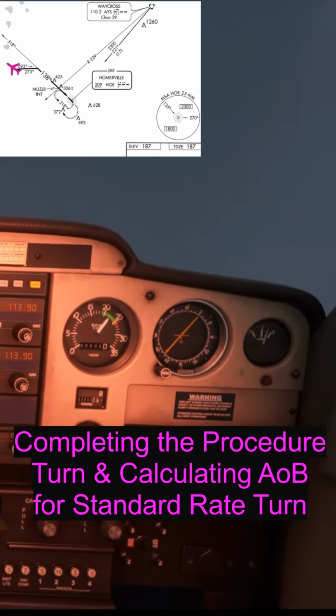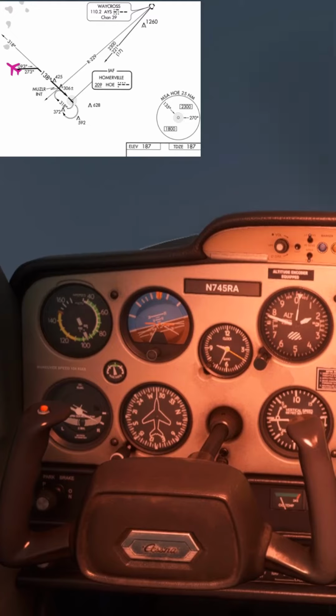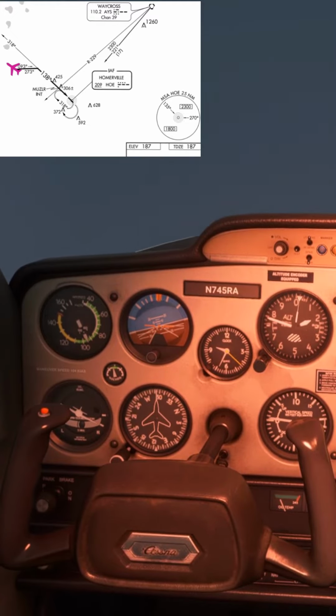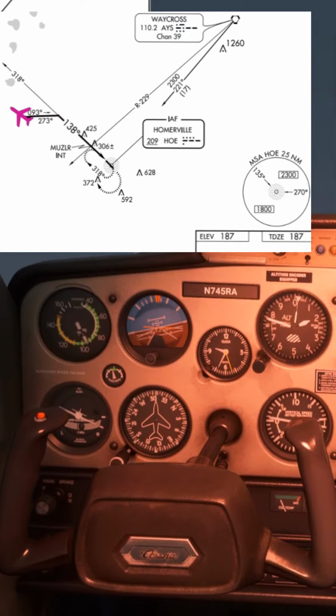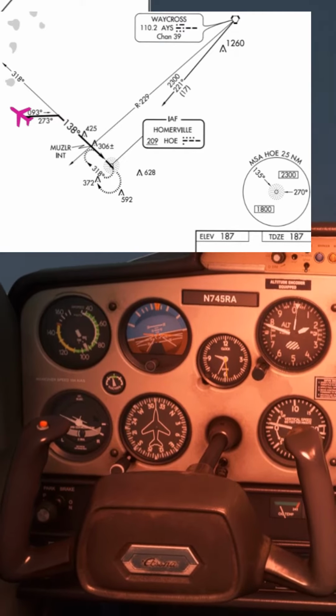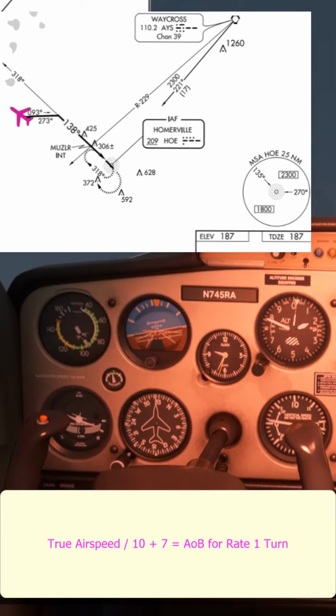And there's the minute expired, so we'll start that right turn now towards the 093 track, which is inbound on the procedure turn, towards the final approach track. And we're keeping these turns here at standard rate, or rate 1 turn as we call it in Europe. And you can calculate this standard rate turn by taking your airspeed, dividing it by 10 and adding 7.